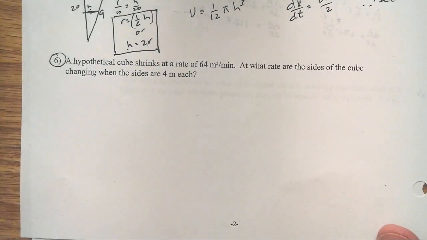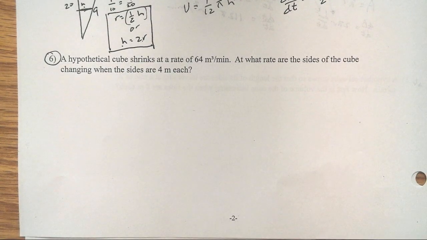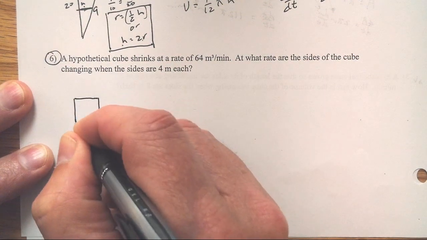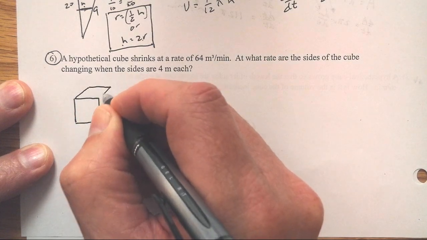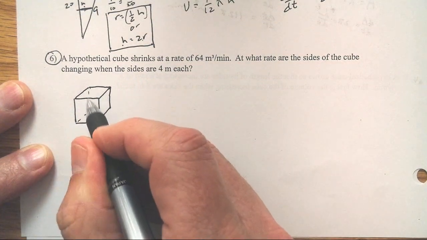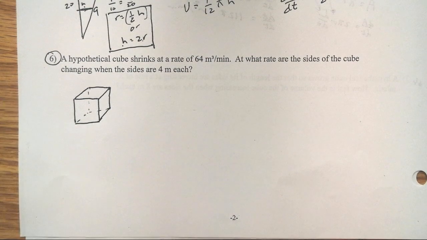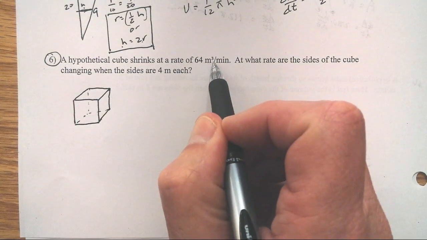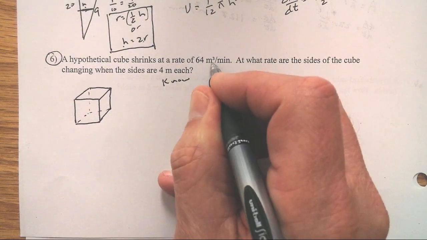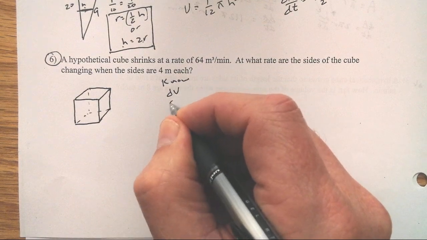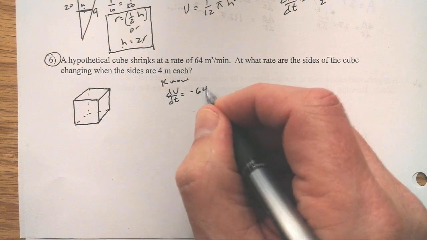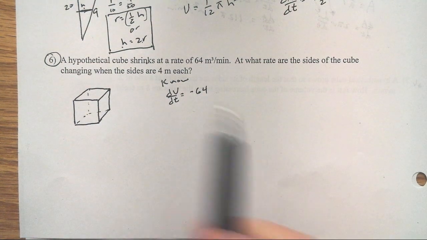Alrighty, so number 6, again, I said we had another hypothetical cube shrinking. I said that on the first page. So let's take a look. Here we've got a cube, equal on each side. One of the better cubes I've drawn in my lifetime. A cube shrinks at a rate of 64 meters cubed per second. So what we know is the volume, dV/dt, is, if it shrinks, I'm going to put negative 64. At what rate are the sides of the cube changing?